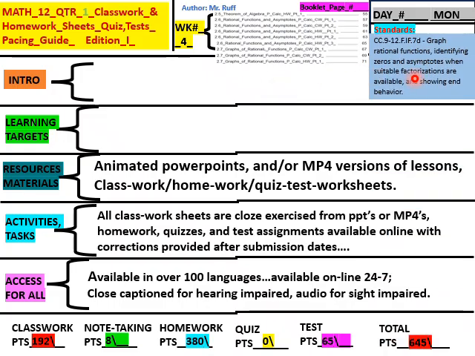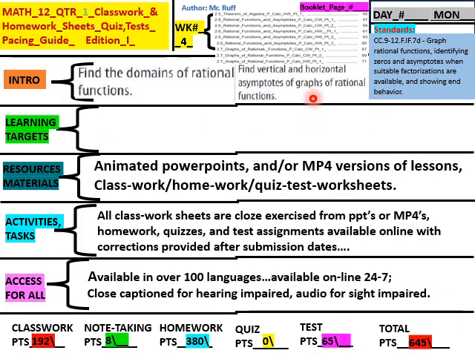And then our predominant standard is F-IF.7d: graph rational functions, identifying zeros and asymptotes when suitable factorizations are available, and showing end behavior. So that's what we're focusing on here in week 4. Find the domains of rational functions, our intro here. And then find vertical and horizontal asymptotes of graphs of rational functions.